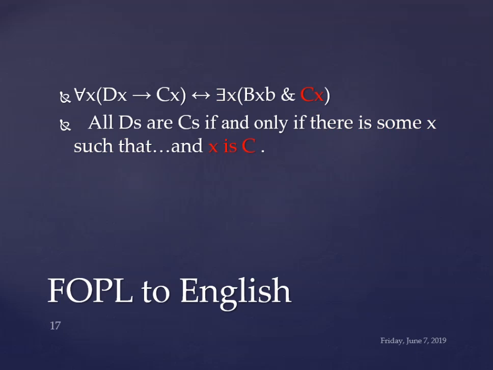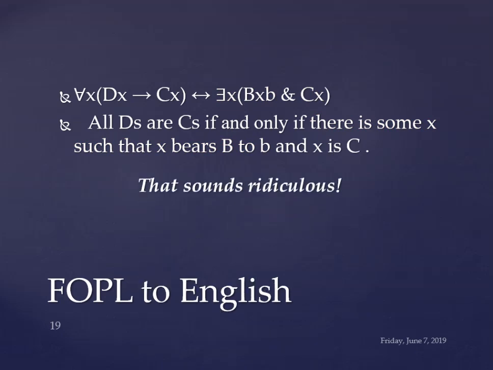And if we look at the relational predicate, what that's saying is that X is bearing B to B. So that is the translation. All D's are C's if and only if there is some X such that X bears B to B and X is C. Now that sounds totally ridiculous. I realize that, okay? My response is to just say, though, who cares?